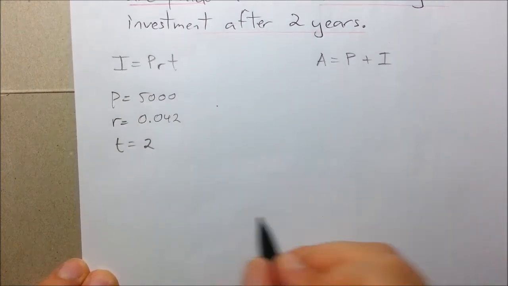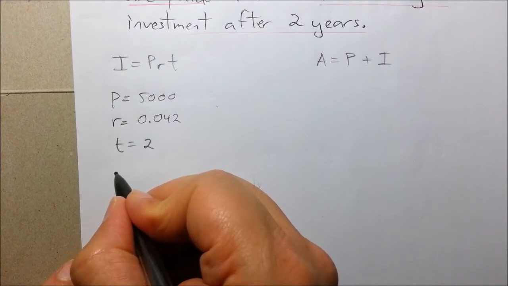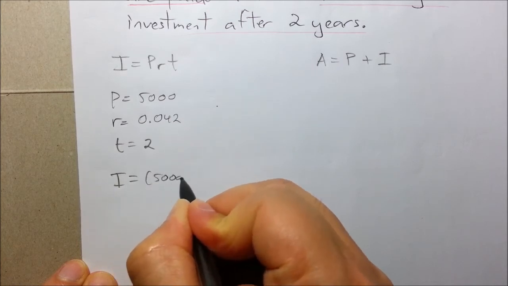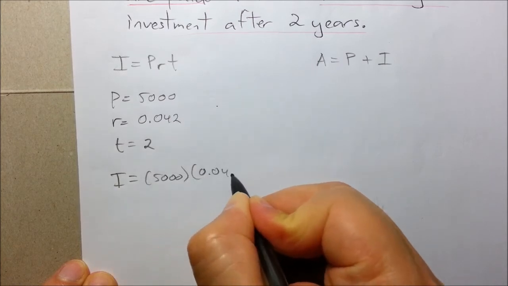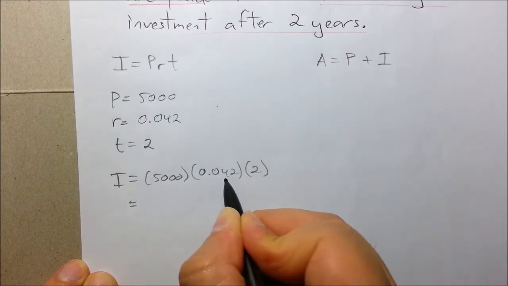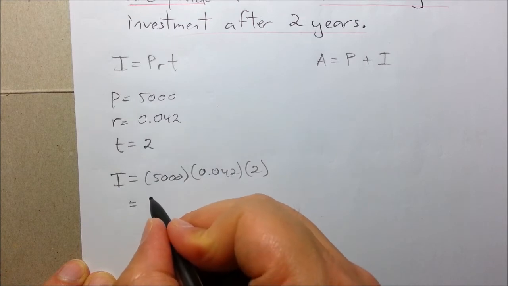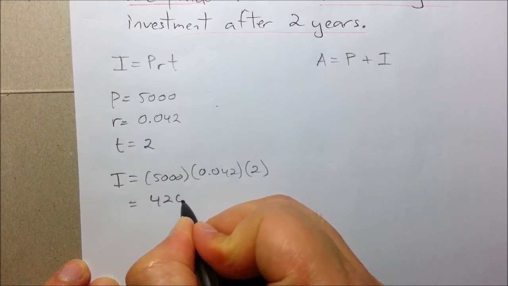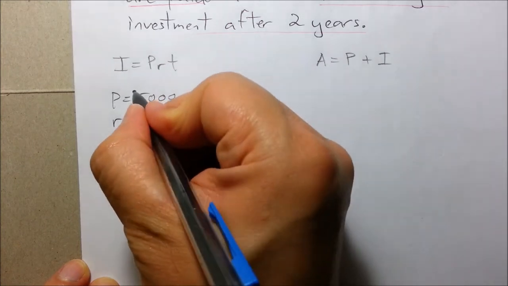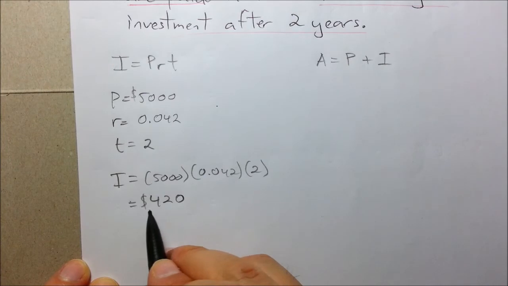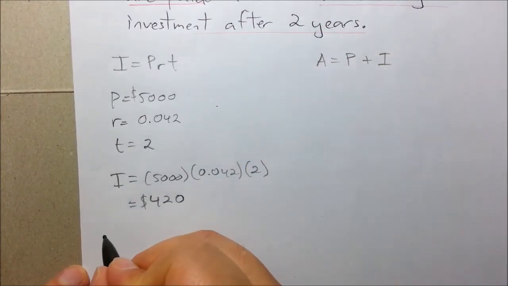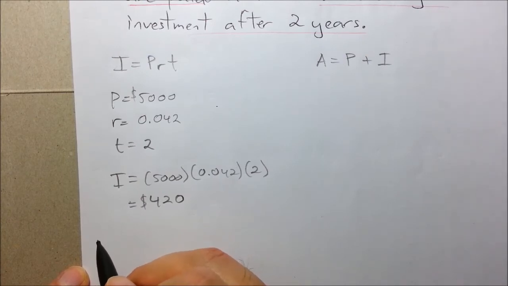Now let's find out what I is going to be equal to. What is the interest earned? We take 5,000 times 0.042 times 2. That gives us 10,000 times 0.042, which gives us 420. So that's the interest earned, $420. I should have put a dollar sign there. Now this is the interest earned.